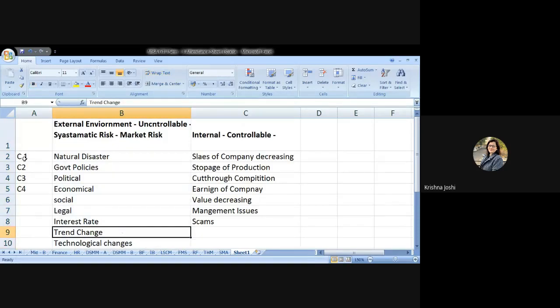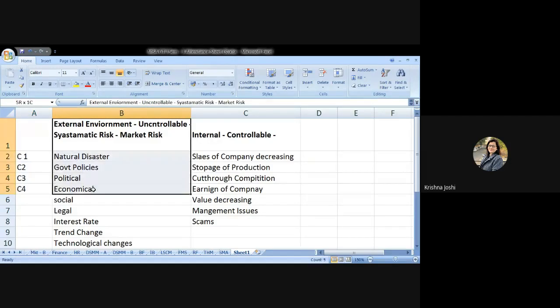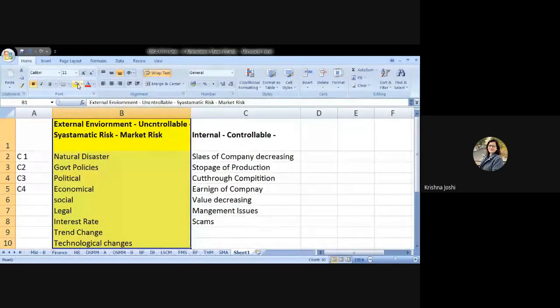So now, being an investor, if I am thinking to reduce my risk, can I do anything regarding this? No, because this is an external environment focused risk, uncontrollable, systematic, market risk. Everybody will face this risk. Everybody has this risk, right? You, me, even Warren Buffett will have this risk. So this risk is something which you cannot omit at all from your investment.